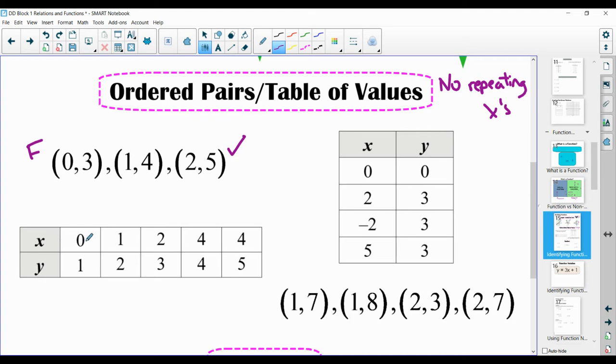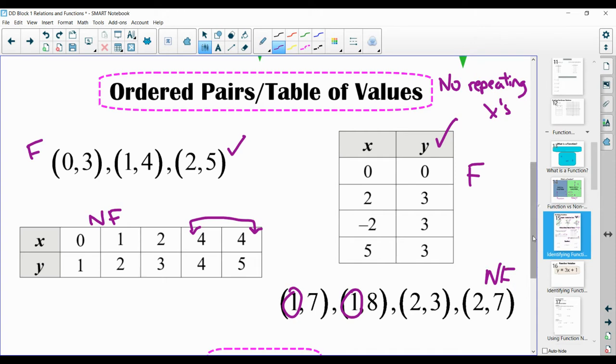If I look at the next table here, I've got 0, 1, 2, 4, 4. Oh, there's a problem right there. Same two inputs, so this is not a function. The other table of values, we've got 0, 2, -2, and 5. There are no repeating inputs, so this is a function. And the last one, we've got 1, 7, 1, 8. Oh, right there's a problem. We've got two of the same inputs. This is not a function.